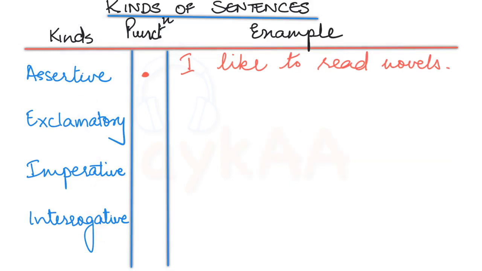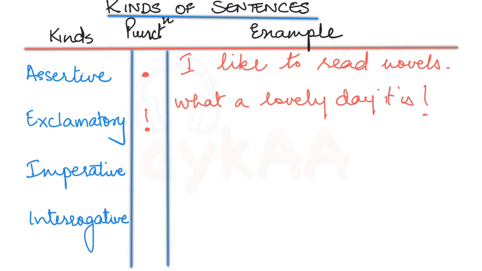The next one is exclamatory. Now an exclamatory sentence is a strong feeling, and this ends with an exclamation mark. Now, how is an exclamatory sentence written? For example, we can say, what a lovely day it is, and ending with an exclamation mark. Or I can also say, how lovely the day is. So here you could either have the sentence with a what or a how.